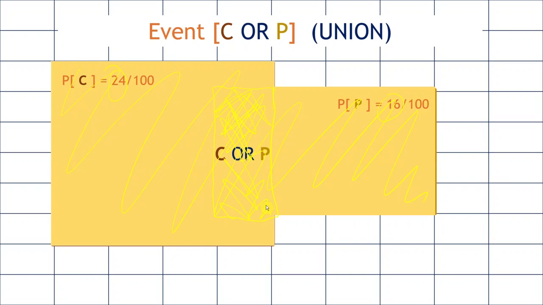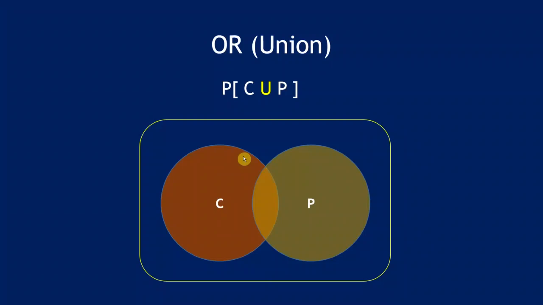And this area is double counted. It's counted twice, because when we count C, we include this region. When we count P, we also include this region. So we count it twice. So what we do is when we add 24 and 16 up, we want to subtract 4 out of this overlap. Has to be taken out. And so we get 36% over here.